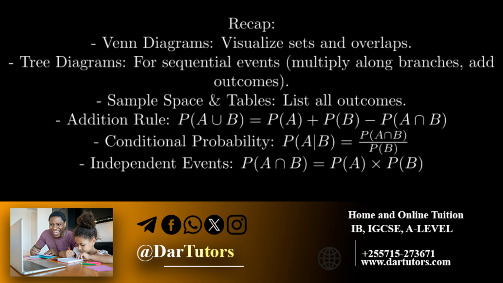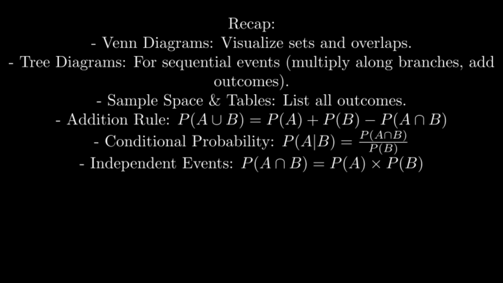All right, let's quickly recap what we've covered today. We've learned to use visual tools like Venn diagrams, tree diagrams, and tables to organize information and solve probability problems. We've also established the key formulas that govern probability: the addition rule for combined events, the formula for conditional probability, and the multiplication rule for independent events. We saw how these concepts are distinct. Mutually exclusive events have no overlap, while independent events have probabilities that don't affect each other. Understanding which case you're dealing with is the key to choosing the right formula. These techniques are the foundation for tackling a wide range of probability questions.